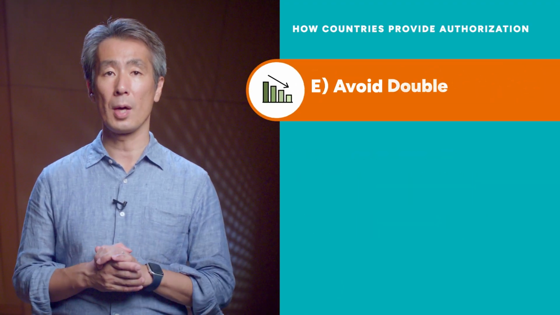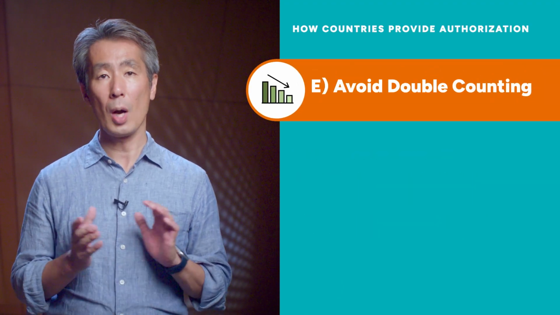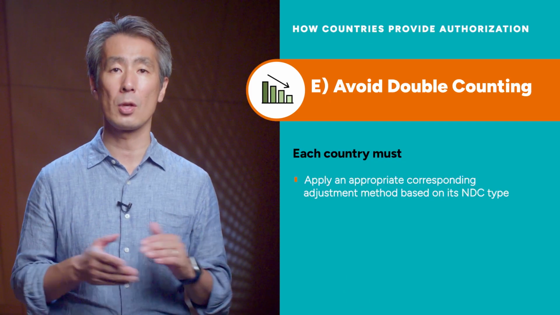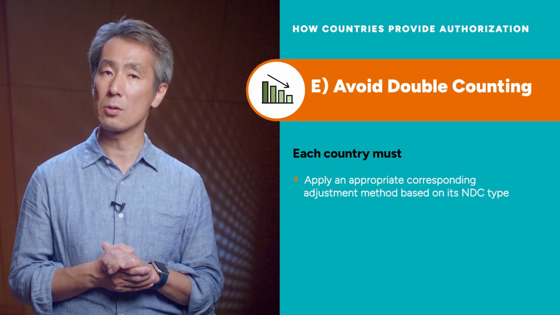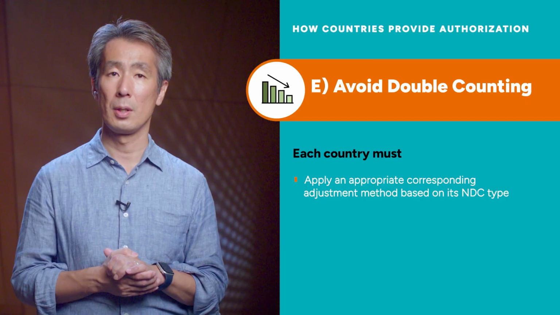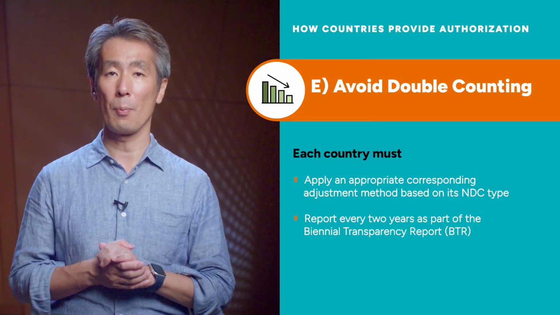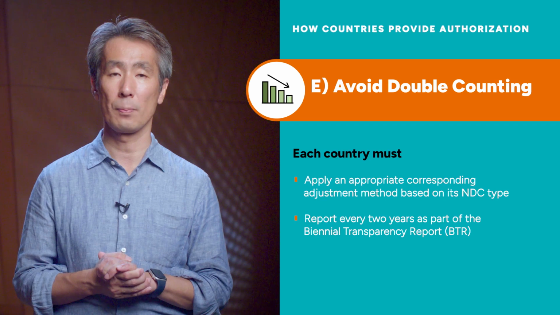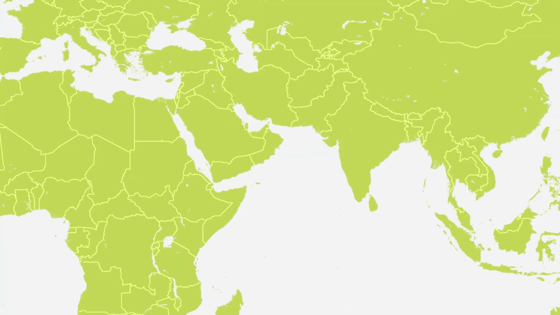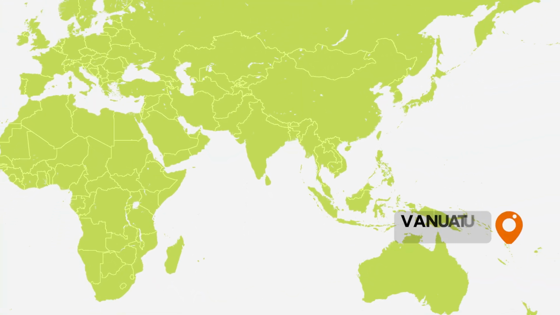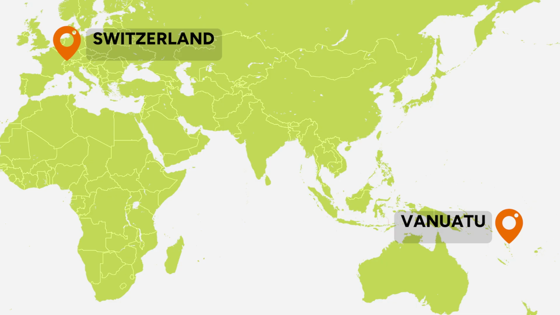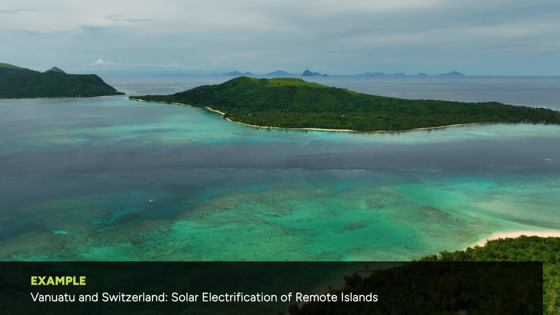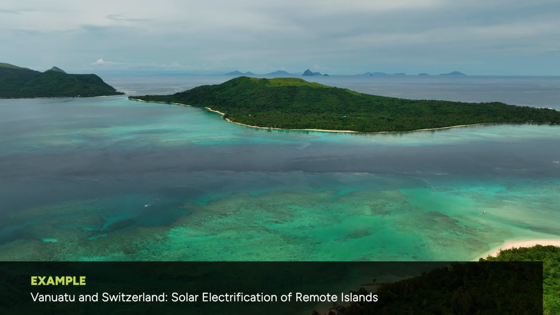E. Avoid double counting. To avoid double counting, each country must apply an appropriate corresponding adjustment method based on its NDC type. This is formally reported every 2 years as part of the biennial transparency report. Let's look at how Vanuatu and Switzerland applied the Article 6.2 authorization process in their cooperation on a renewable energy project.